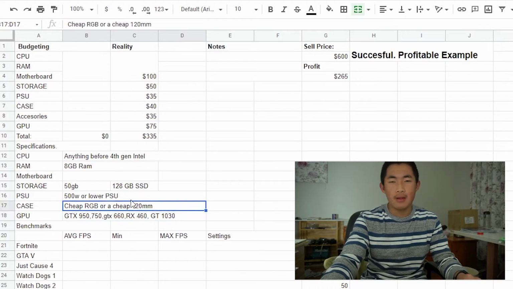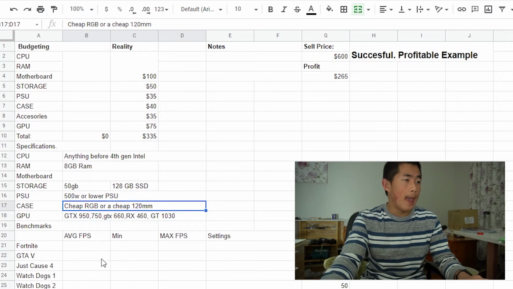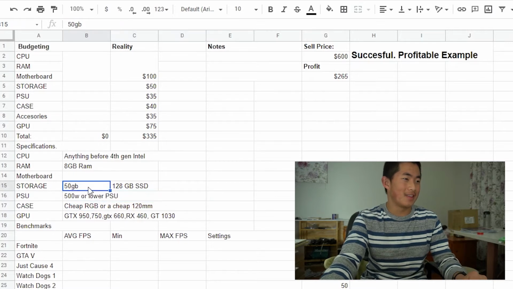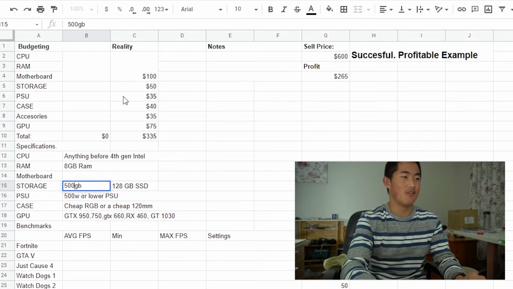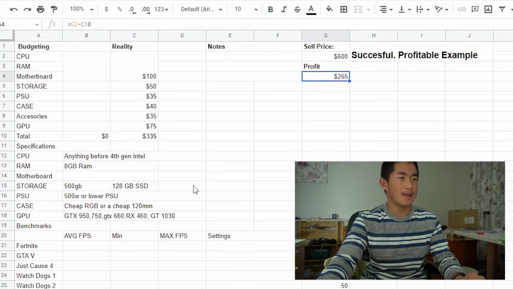Cheap RGB, like static ones you can't really change with a remote. And a 500 watt or lower PSU. I don't even care about the 80 plus rating if it's a reputable brand. The storage is going to be a 500 gigabyte hard drive and a 128 gigabyte SSD. 128 gigabytes is the smallest capacity, so you can't really do that much. And the profit compared to those two is around about the same.